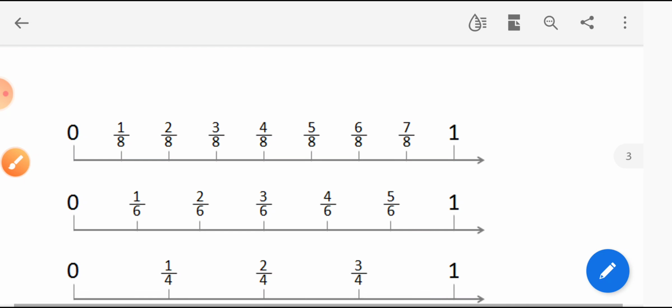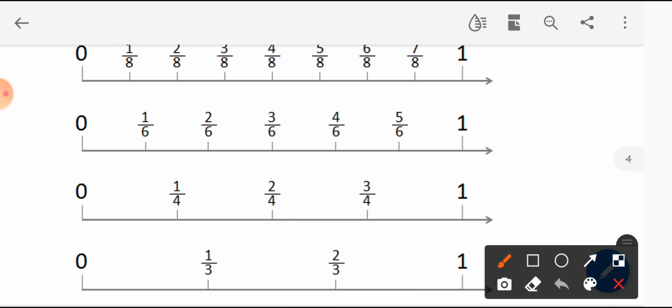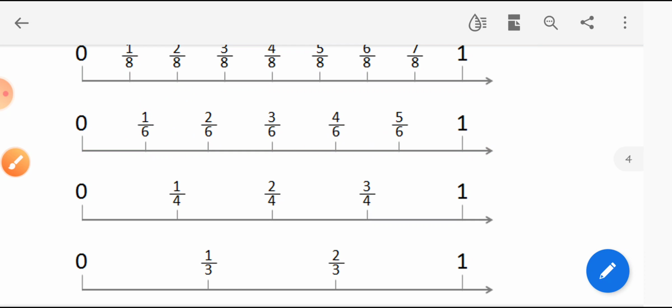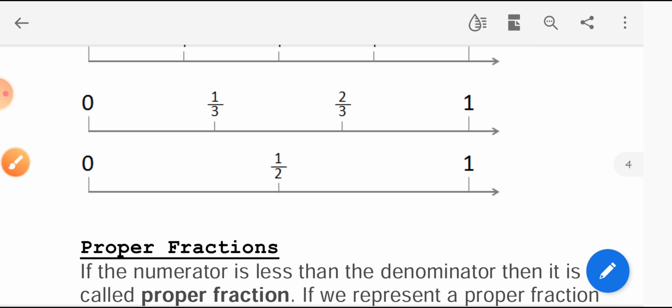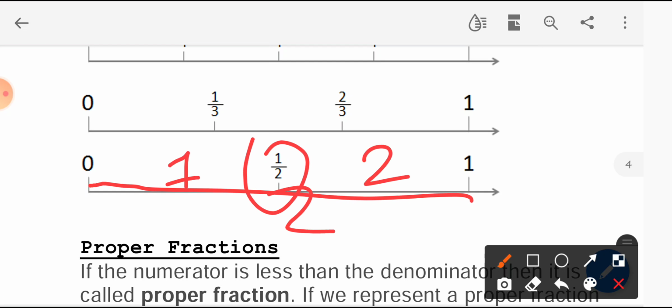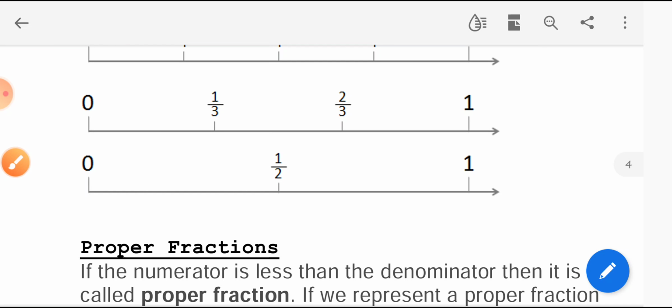Then in the next example, you can see it is given 1 by 6, 2 by 6, 3 by 6. It means here the denominator is 6, so we have to divide into 6 equal parts. 1, 2, 3, 4, 5, 6. So we have divided into 6 equal parts. Like this you can see this example also. Like here 1 by 2. Here 2 is given, it means you have to divide 0 and 1 into 2 equal parts. So this is the first part, this is the second part. Like this you have to solve in our exercise also.